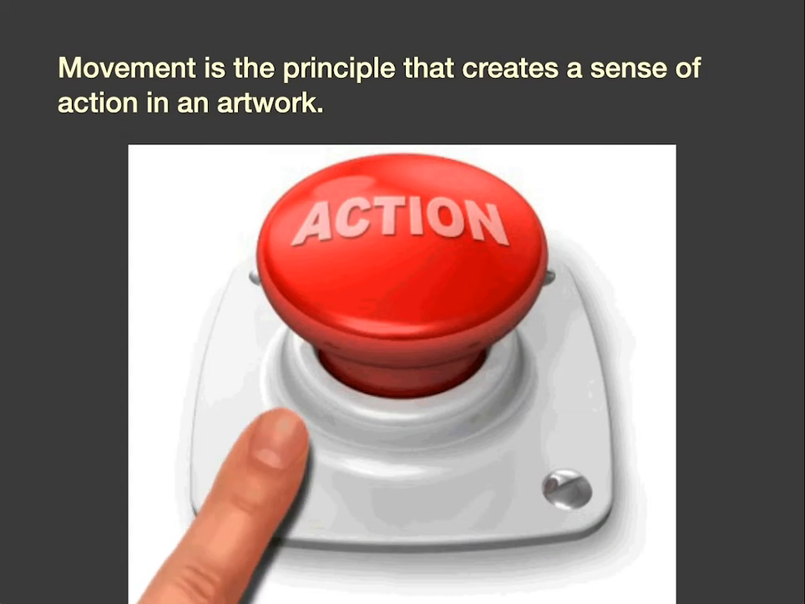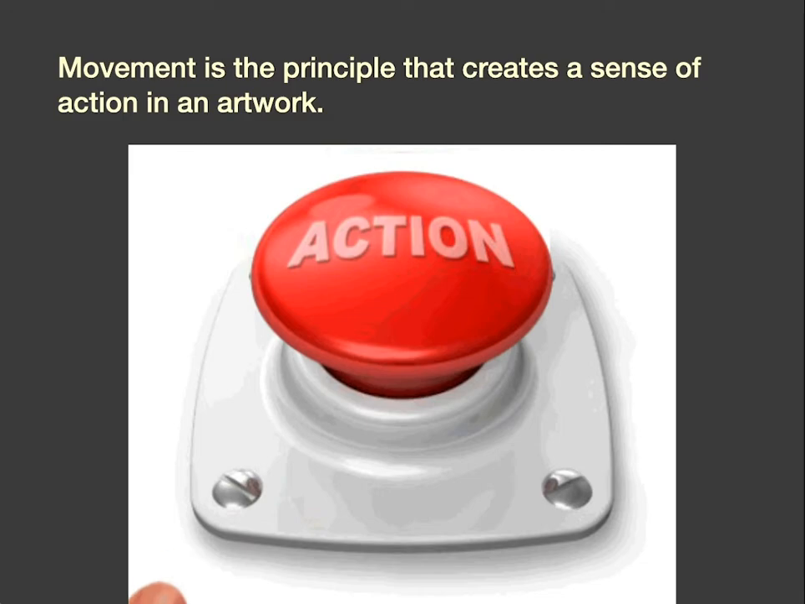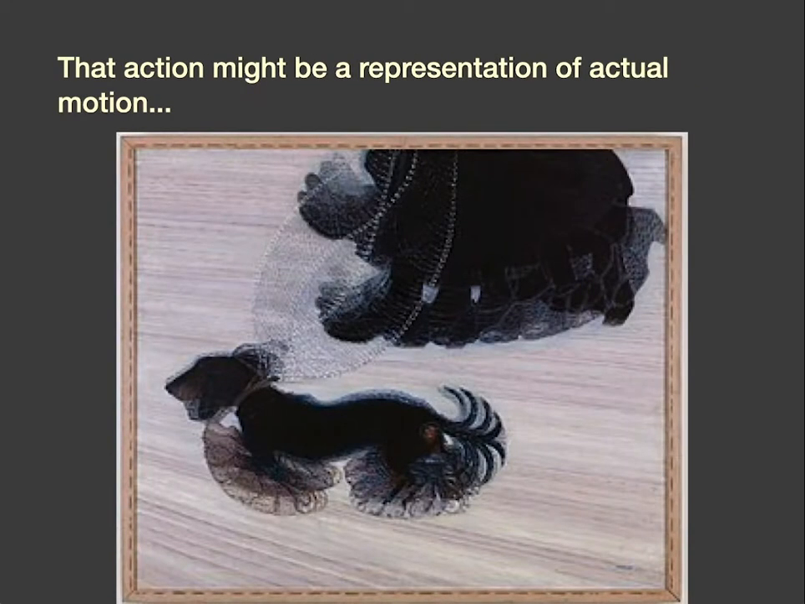Movement is the principle that creates a sense of action in an artwork. That action might be a representation of actual motion, like the motion lines of the feet and the dog and the leash in the Spalla painting, or a kinetic sculpture that shifts with the wind.